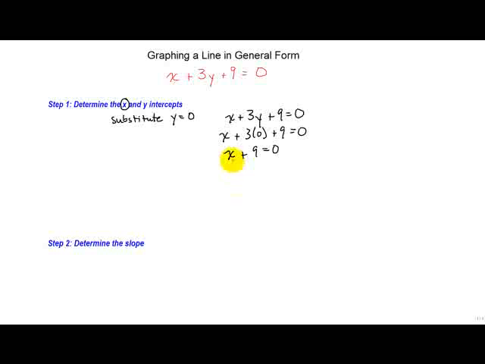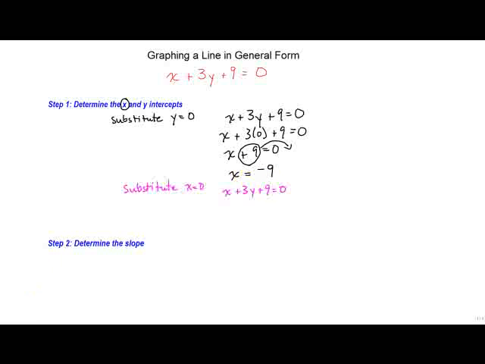We want to isolate the x, solve for x, so we're going to take our positive 9, move it to the right hand side of the equal sign, and that is going to change its value from a positive to a negative, which leaves us with x equals negative 9. So we've just determined that our x-intercept is going to be negative 9. And basically what that means is the line on the graph will pass through the x-axis at negative 9.